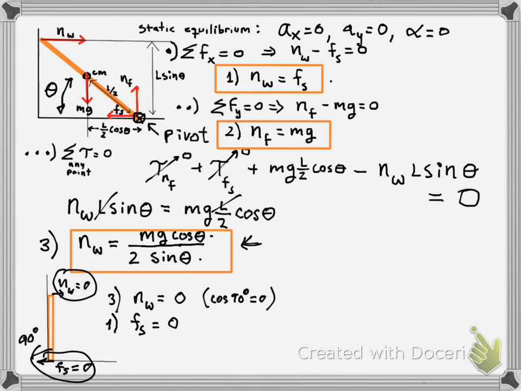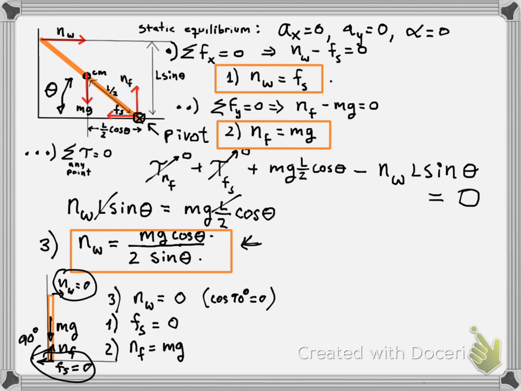So that makes sense. And the second equation, number 2, tells us that the weight of the plank is equal to the normal with the floor. So those two forces, the only two vertical forces in the problem, cancel each other out. Okay, so that's clear, I hope.